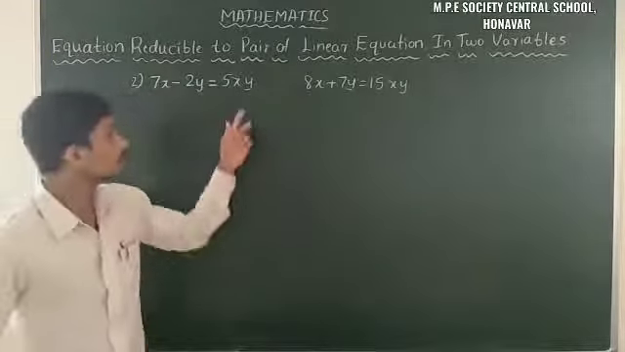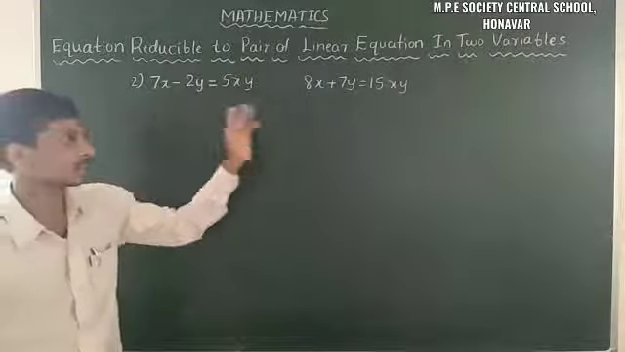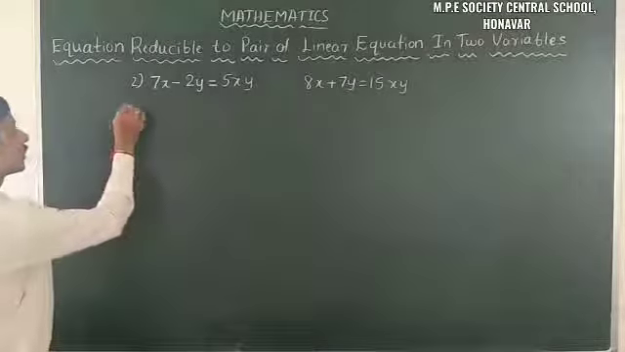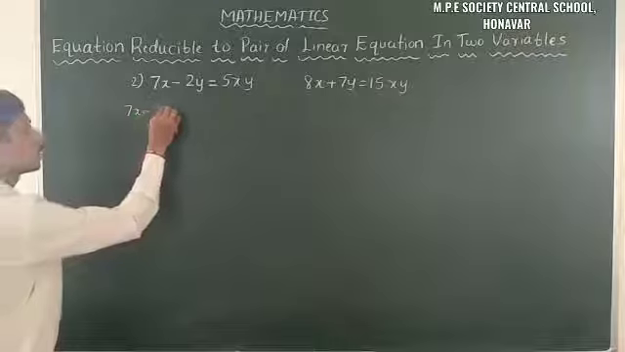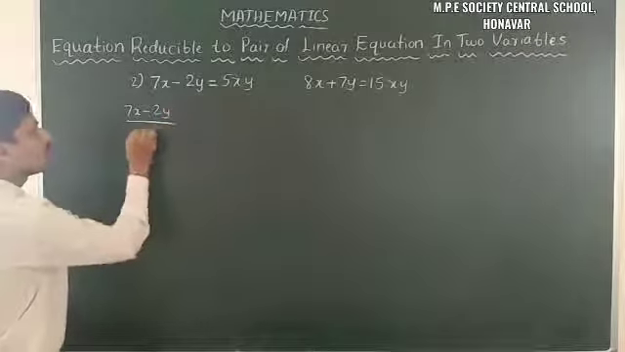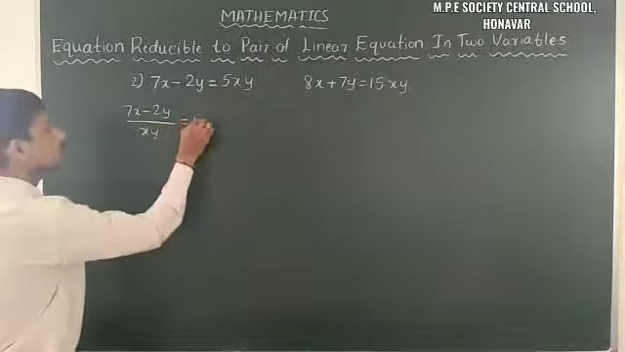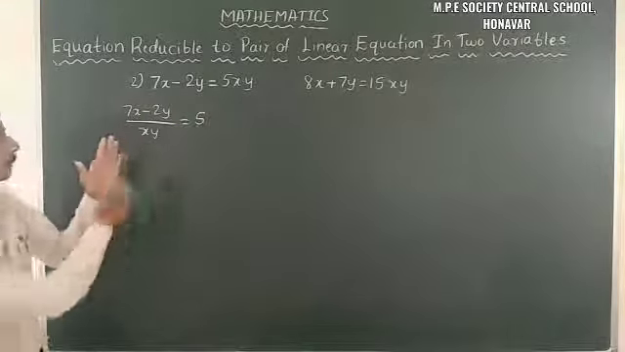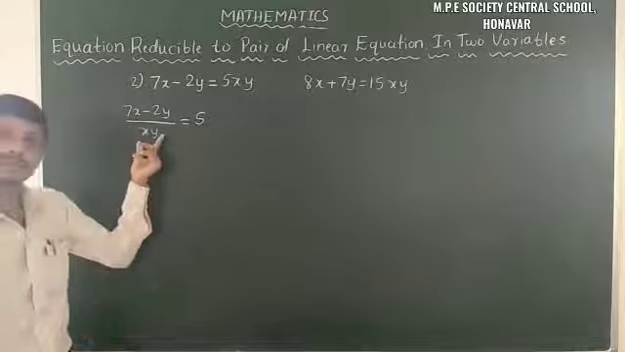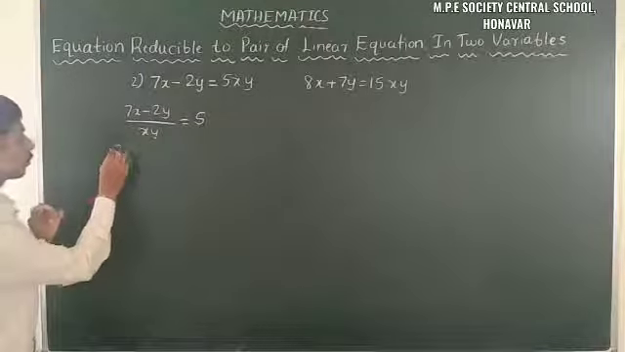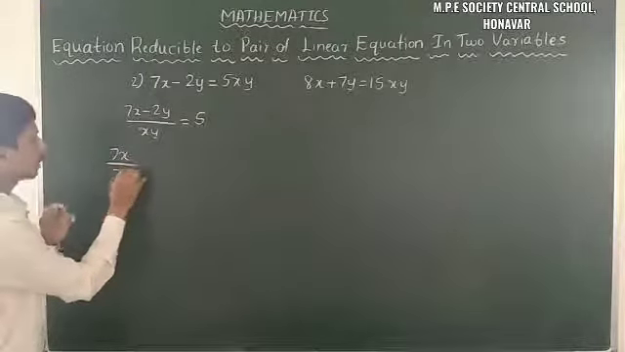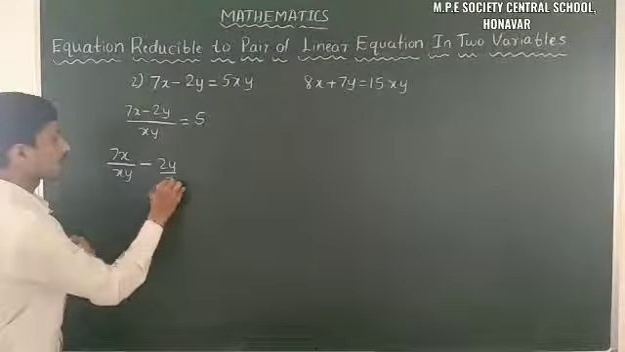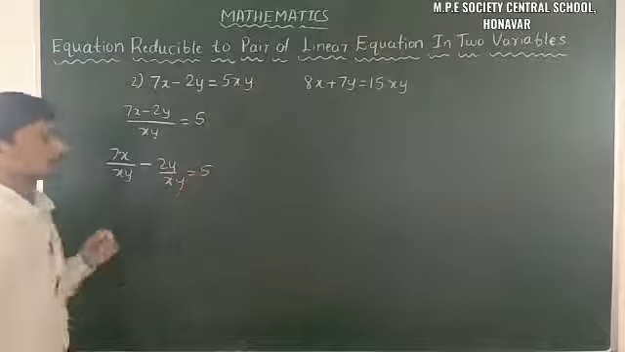So firstly I will transpose this xy to the LHS. Here also I will transpose this xy to the LHS side. That is (7x minus 2y) divided by xy is equal to 5. Then I will separate it out. So the denominator we can separate here. So how can we separate? So 7x by xy minus 2y by xy is equal to 5.